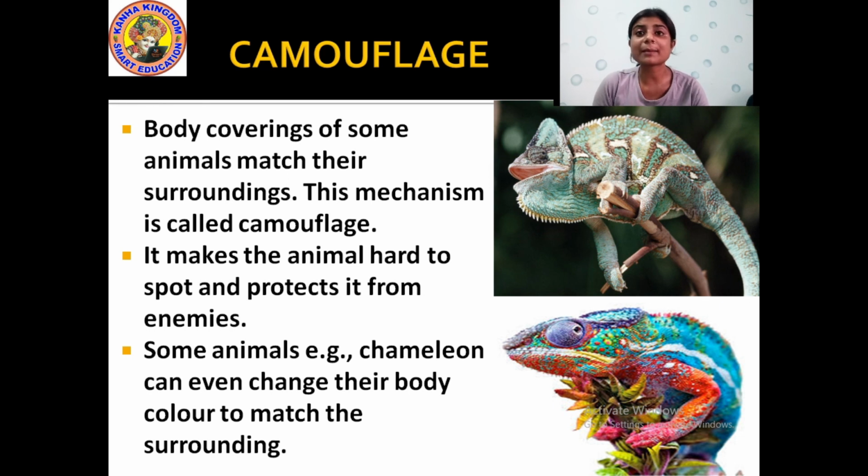For example, some animals like the chameleon can even change their body color to match the surroundings. You can see the picture. The chameleon is an animal which can change its body color according to its surroundings, so that it can protect itself from the danger or the enemies around it. Okay?